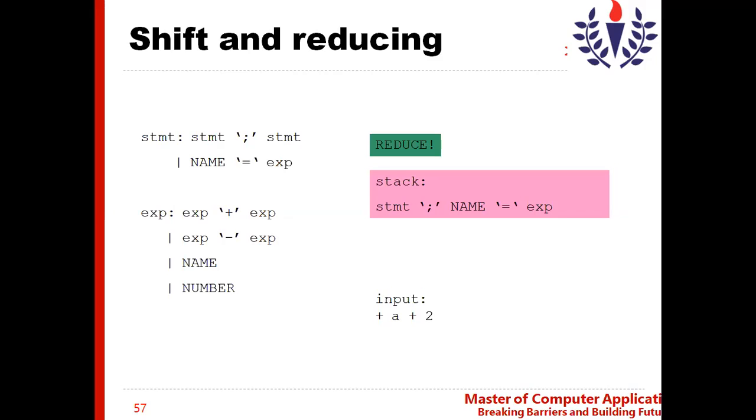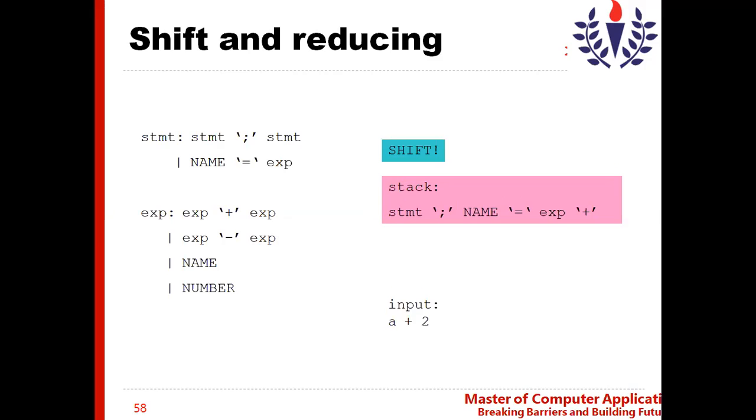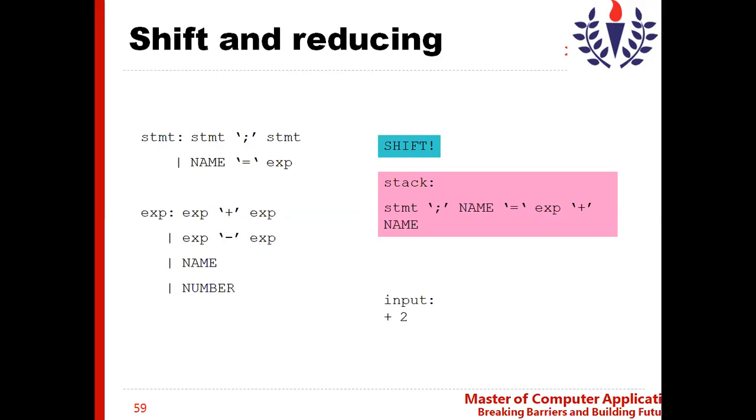Now the next input is plus, as it is. The next input is A. A is denoted by the token name. Now you can see name in this stack, that is shifting happens. Then name will be replaced by EXP. So reduce happens now. The next input would be plus.